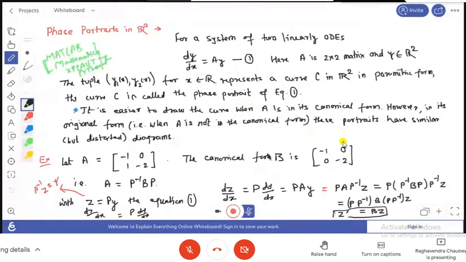Say this is equation number 2. This equation number 2 comes from equation number 1. Here Z prime equals BZ, where B is the matrix in canonical form, and equation 1 is Y prime equals AY, where A is in non-canonical form. So if we have to plot the phase portrait of this system of linear differential equations, where A is in non-canonical form, we can reduce this into the canonical form by substituting this variable, and here Z prime equals BZ.